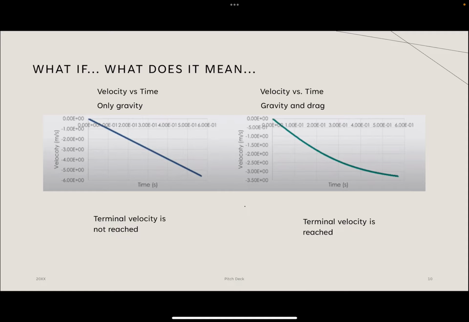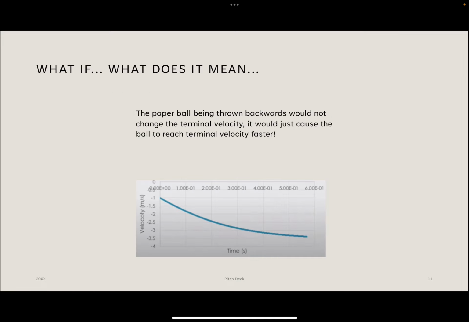Now, the discussion questions. What if, and what does it mean? When looking at the velocity versus time graph of the motion, we can see that when only gravity is computed, terminal velocity is not reached, but when gravity and drag are computed, terminal velocity is reached. Additionally, the paper ball being thrown backwards would not change the terminal velocity. It would just cause the ball to reach that terminal velocity more quickly.